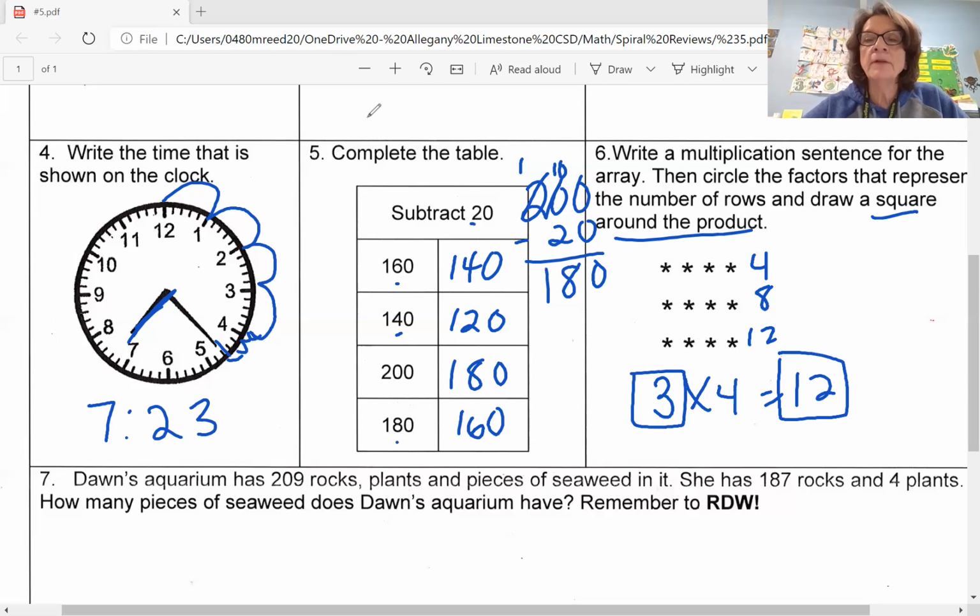Okay. We have done at least 1 or 2 of those before. So that's really testing whether or not you understand what are rows, and if you understand what a factor is, and if you understand what a product is.